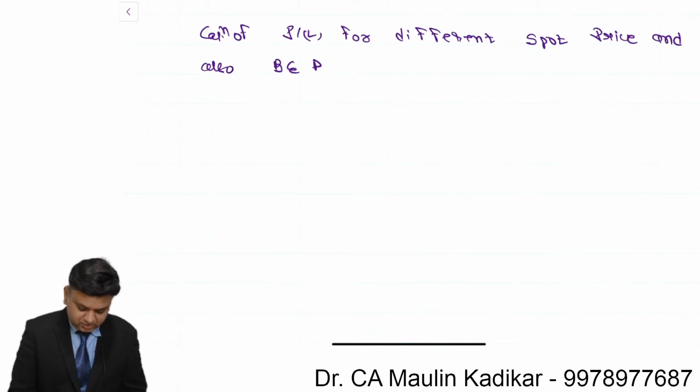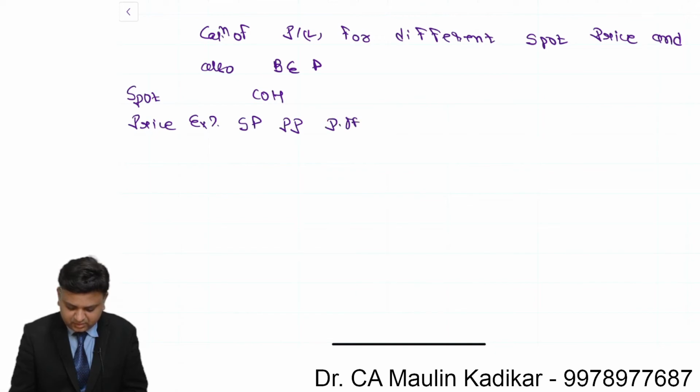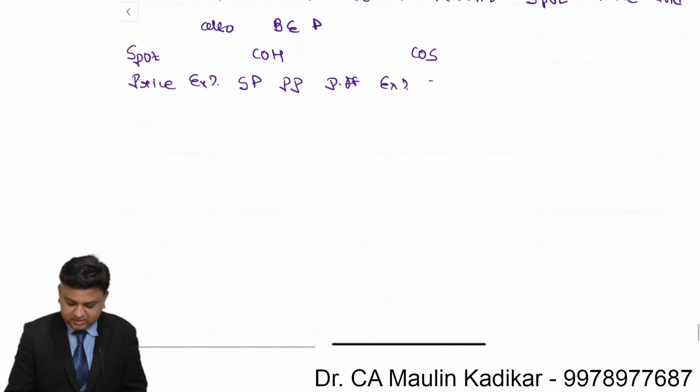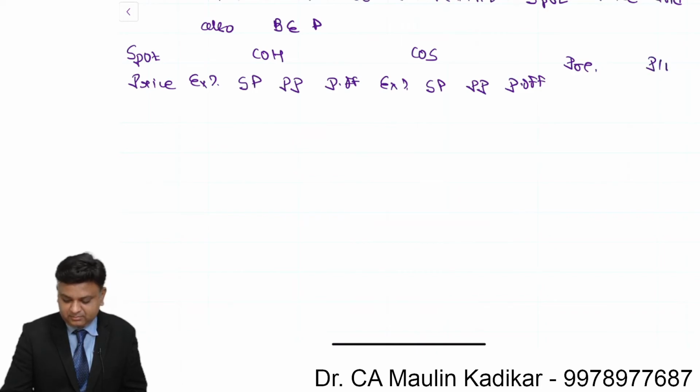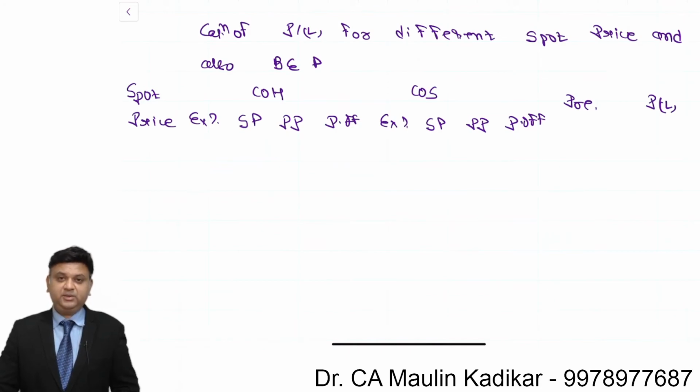Same columns. Column number 1 is spot price. Column number 2 is call option holder, which is divided into exercise question mark, sale price, purchase price, payoff. Call option seller, again exercise question mark, sale price, purchase price, payoff. Next is the premium, and last is the profit loss. Try to complete the table on your own.